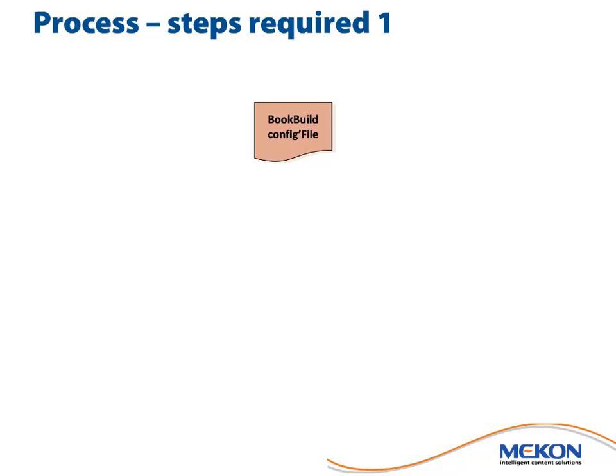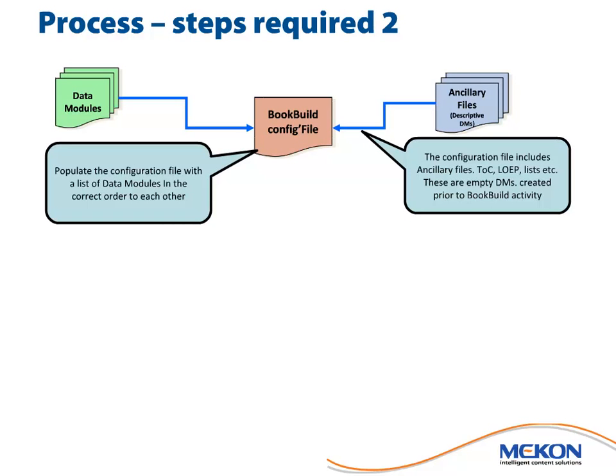So let's see the principle in which we actually create a book build file. So the first thing you have to do is to get the book build file template and create a book build file itself in the usual way. So the book build file at the center there, we add the data modules to it, and we also add, if you like, these ancillary files. Clearly the data modules are the ones which contain the data, and the ancillary file is the bits which we've been talking about. It gives you the table of contents and that sort of thing.